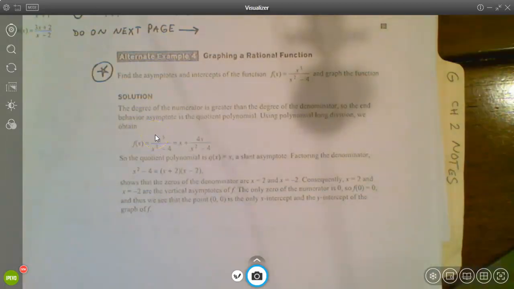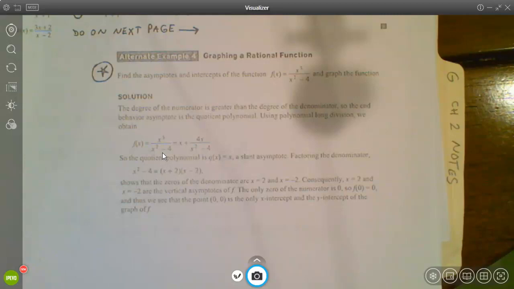However, here's one of the new things we get to learn. When the top exponent is one value bigger than the bottom, so this is x to the third, this is x to the second, when it is one value bigger, we actually have something called a slant asymptote that we'll see on the next page.